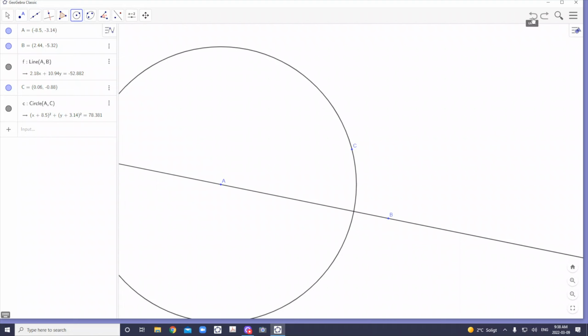Yes, but somehow make another circle with the same radius as the circle A, but with its midpoint on the intersection of the circle and the line. So you mean that I find the intersection between this circle and this line? Yes. This becomes E. Then draw another circle with the radius AE. No, where is the center? E. Okay. That is also doable.